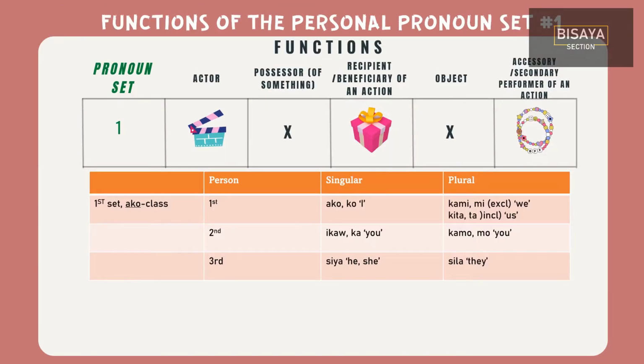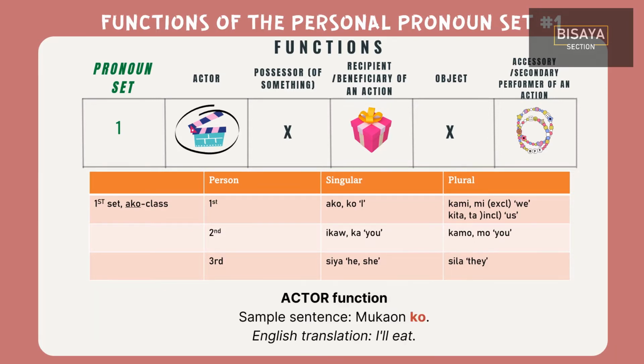Are you ready for the functions of personal pronouns set 1? Here they are. Personal pronoun set 1 could function as an actor, as shown in the sample sentence here. Mukaon ko. Ko is a set 1 pronoun, and it is the doer of the action in the sentence.